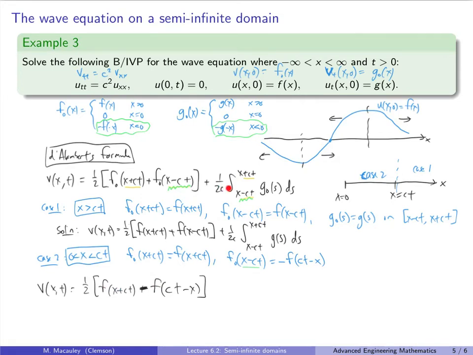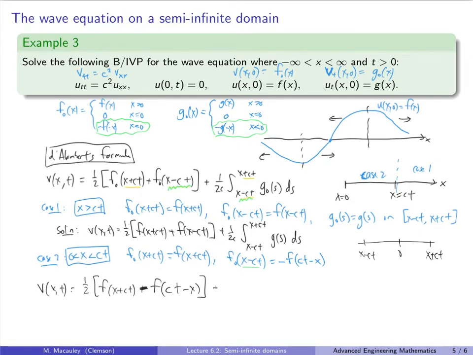Now, this integral, so this is negative, that's positive. So here's kind of a picture of what this looks like in this case. So this is going to be x minus ct. This is going to be 0, and this is going to be x plus ct.